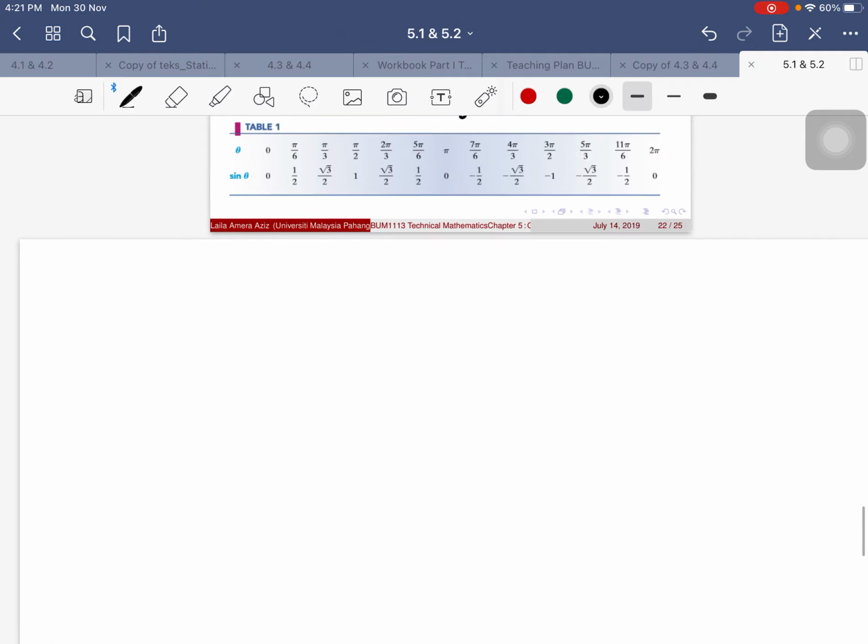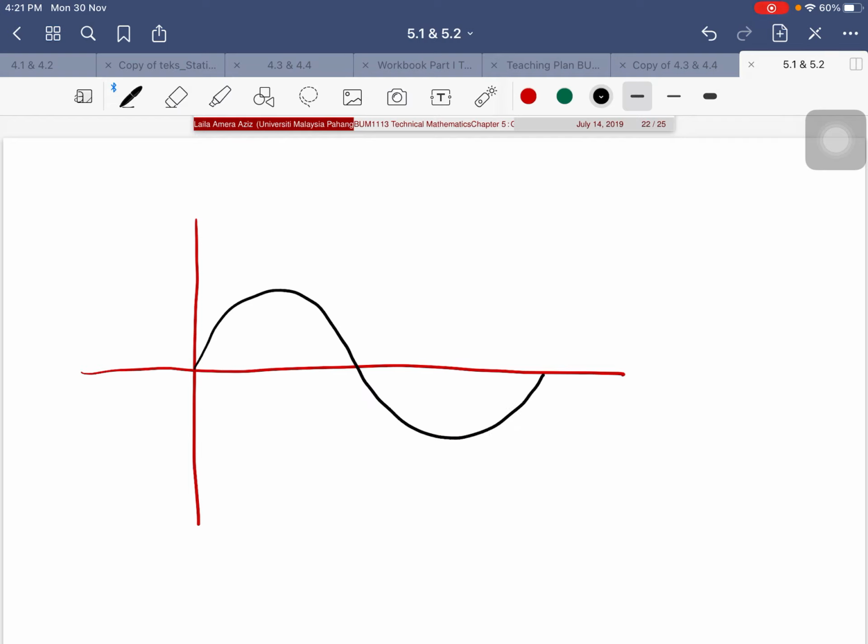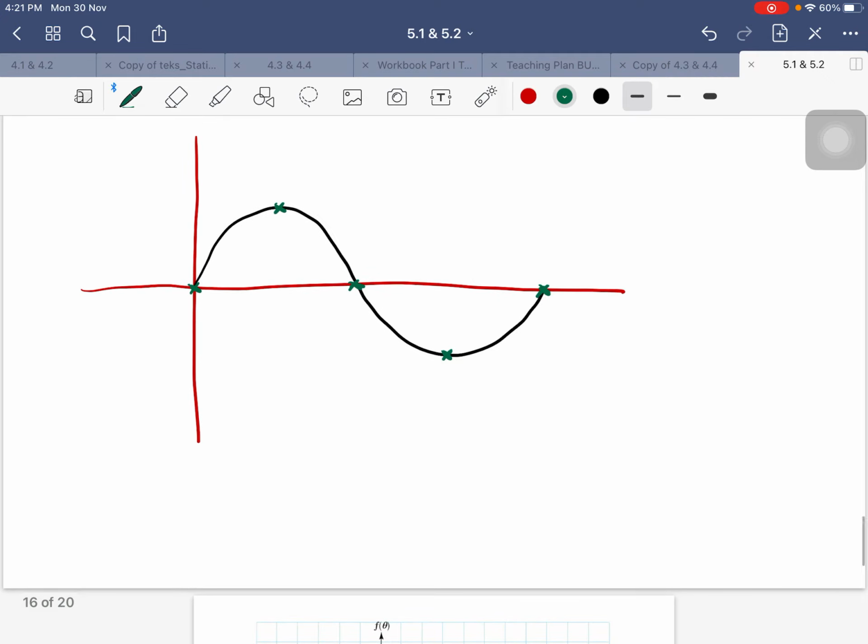Actually, when you sketch the sine function, there are only a couple of things that you have to capture. What do I mean by that? Let's say this is my axis, and the sine function looks like this. There are 5 important points that you have to capture: here, here, and 3, 4, and 5. You have to know the value of all of these. That is going to help us when we go to 5.3 and 5.4. Okay, so this is going to be your x-axis.